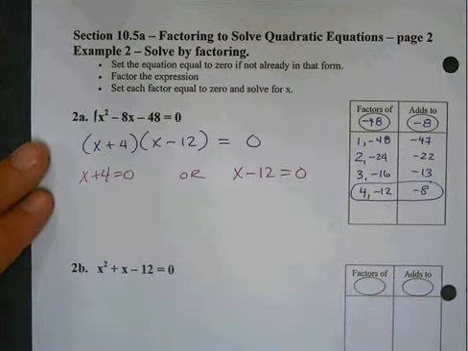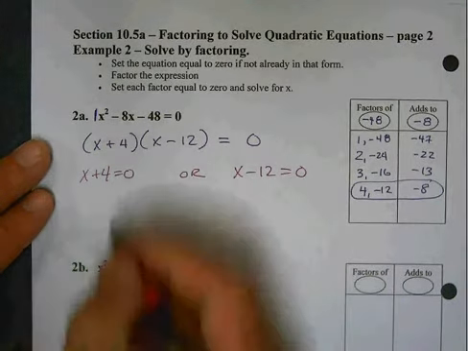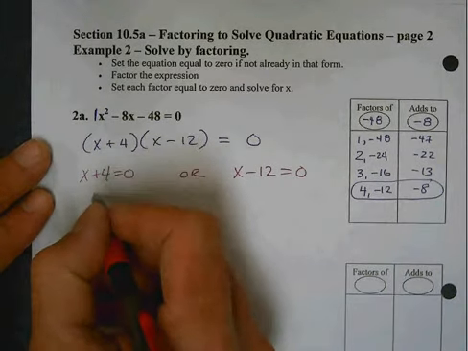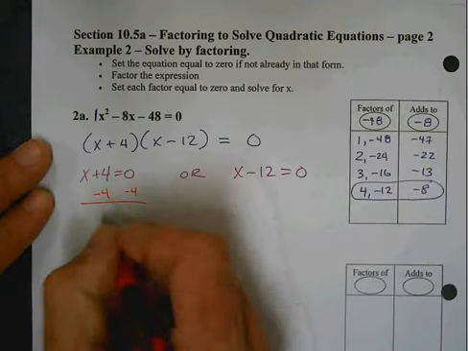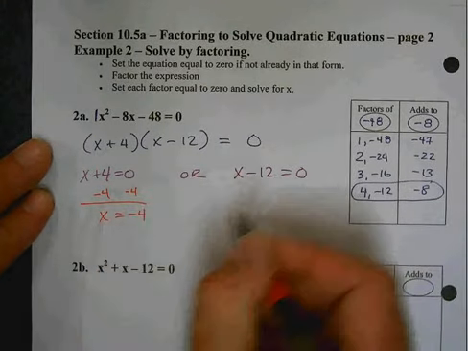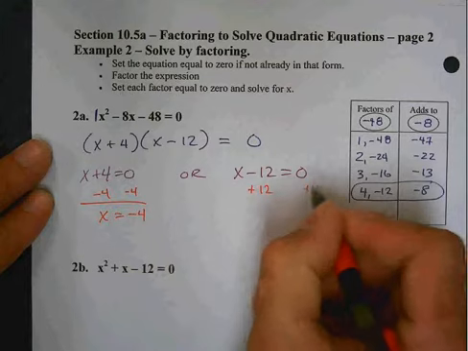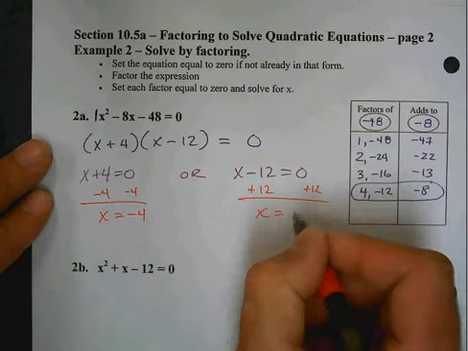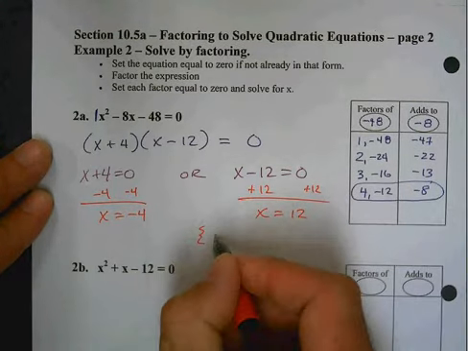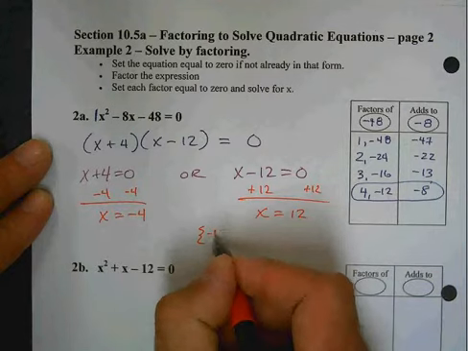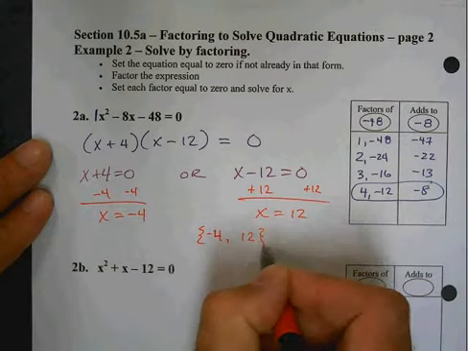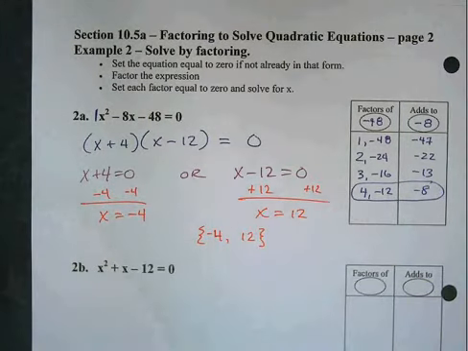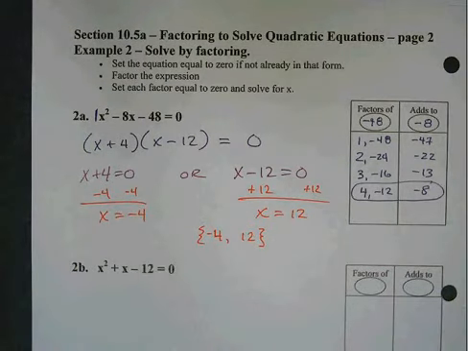How do I solve the first one? Subtract 4. X equals negative 4. Add 12. X equals positive 12. My answers, negative 4, positive 12. The purpose of factoring is to see the factors so that we can find out where it crosses the x-axis.